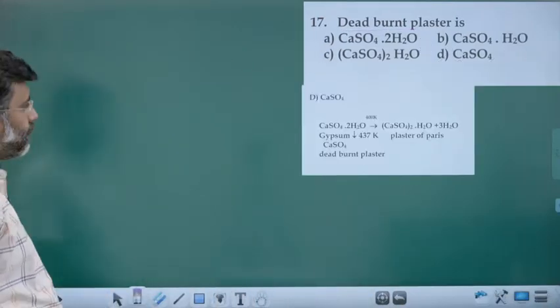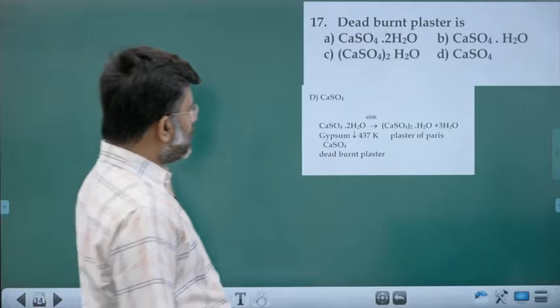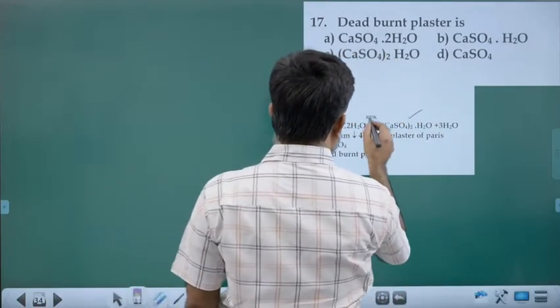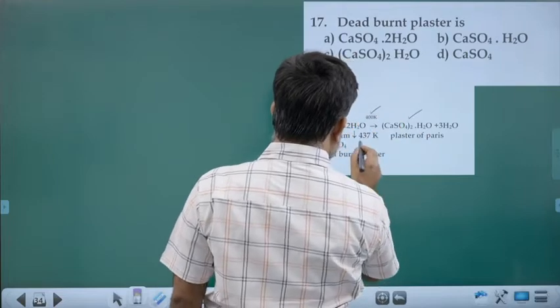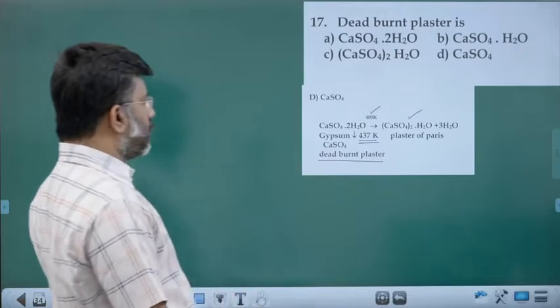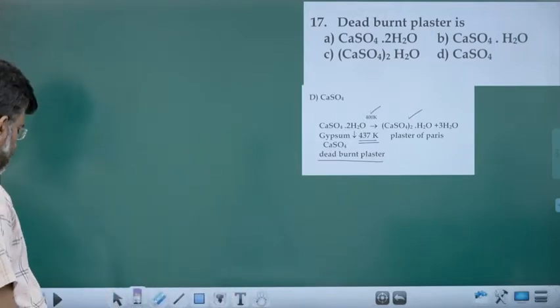Next one. And this is plaster of Paris. Heating up to 400 Kelvin, you get that. Heating up to 473 Kelvin, the entire water molecules are removed. Next question.